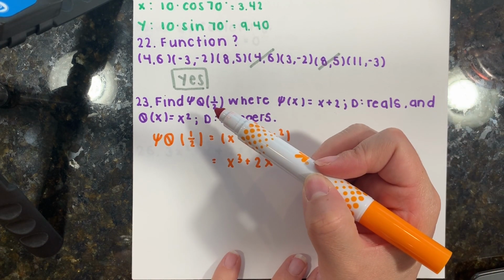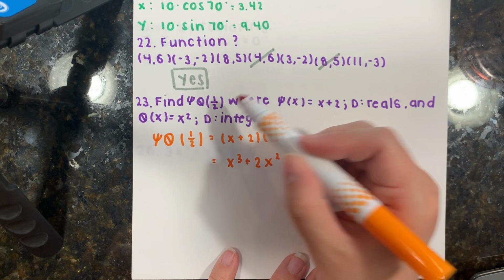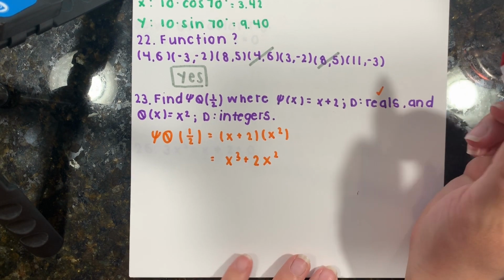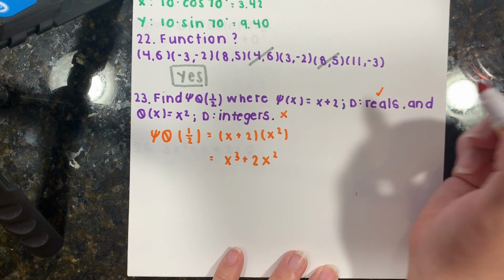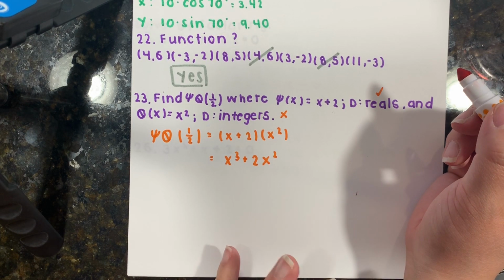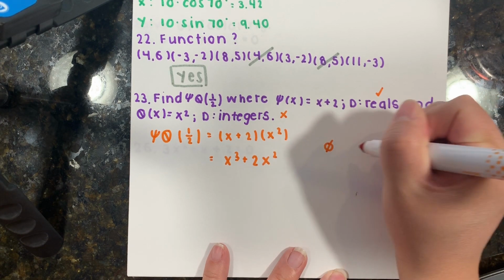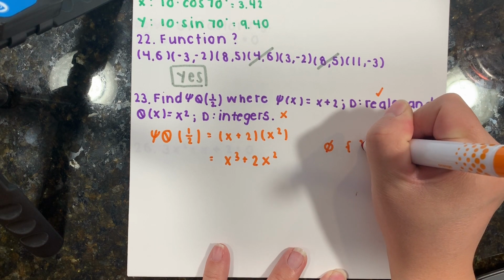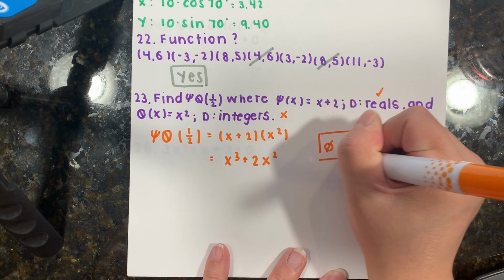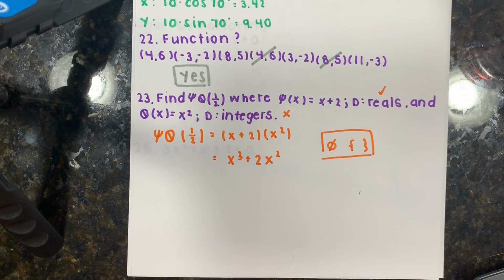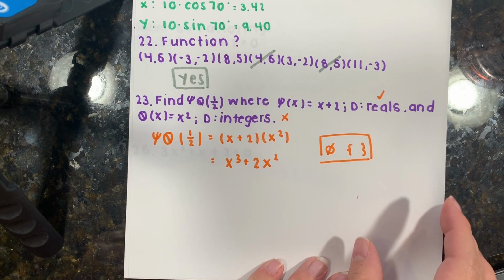Remember that this value has to be in the domain of the other two functions. Is 1/2 a real number? Well, yes, it is. But is 1/2 an integer? It's actually not an integer. So because of that, you can't actually plug this in, and your answer is going to be the null set or the empty set. You can't actually solve the answer because 1/2 is not in the domains of the two functions.